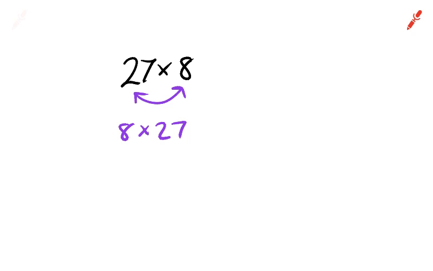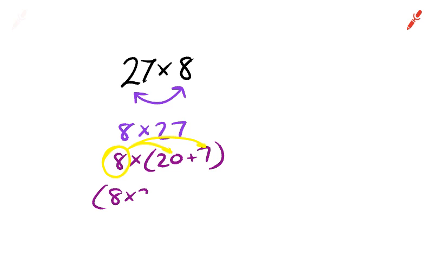If we have 27 times 8 and we want to use the distributive property, well, first of all, I need to switch these two around. 8 times 27, because I know that the smaller number is going to go first when I do the distributive property. Okay, 8 times 27 would mean 8 times 20 plus 7, because like we said before, that was the easiest way to break up 27 into 20 plus 7. Okay, it's called the distributive property because you take the 8 and you distribute it. You multiply it by each of the numbers in parentheses. So 8 times 20 plus 7 becomes 8 times 20 plus 8 times 7.